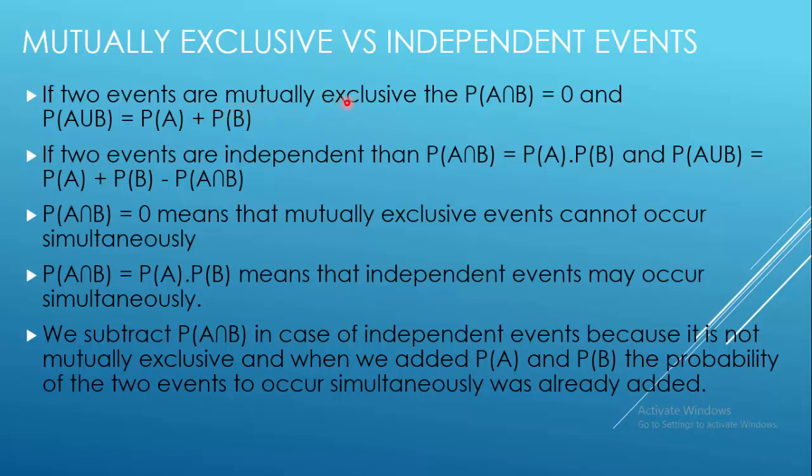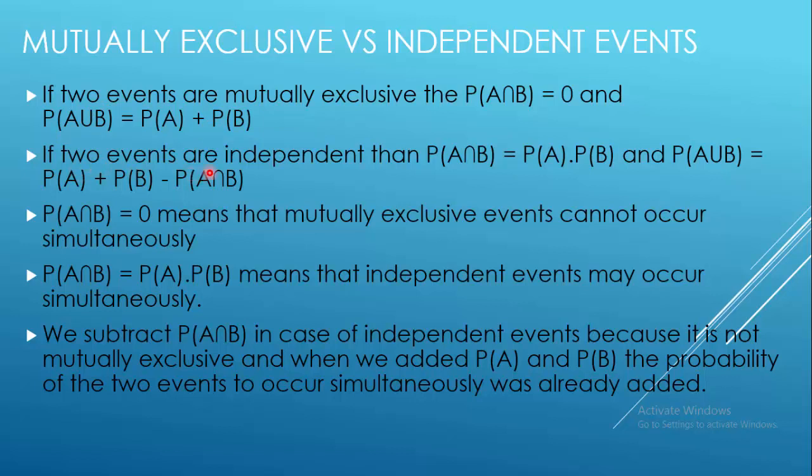If two events are mutually exclusive, then P(A intersection B) is 0. Since they are mutually exclusive, they have no relationship at all. So if you try to find the intersection or anything common between these two events, we will get 0. And in that case, the union of those two events is simply adding the probability of each event. The probability of A plus the probability of B gives you the probability of A union B.